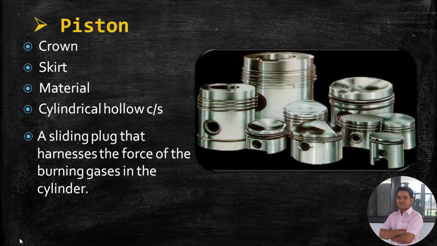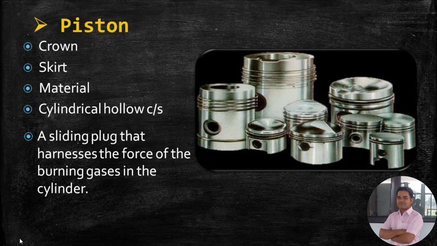Another important component is the piston. You can see in this picture that we can observe lots of different shapes of pistons, but if we closely observe the overall structure of the piston, we can say that it looks like an inverted glass. From the top view it looks solid. When we observe from the bottom, it looks like a hollow cylindrical construction. The top portion of the piston is known as the crown, and the bottom portion from the last piston ring is known as the skirt.